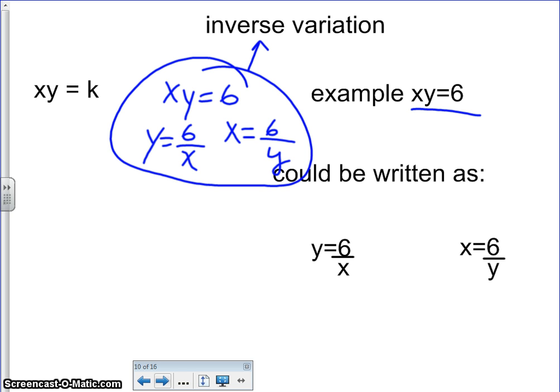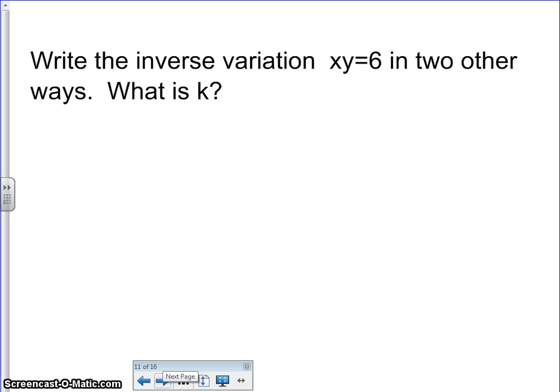Now, if you're confused in the least bit by that, go back and look at the video on rewriting equations, and that one should help. Write the inverse variation xy equals 6 in two other ways. What is k? Hit pause and work this out.